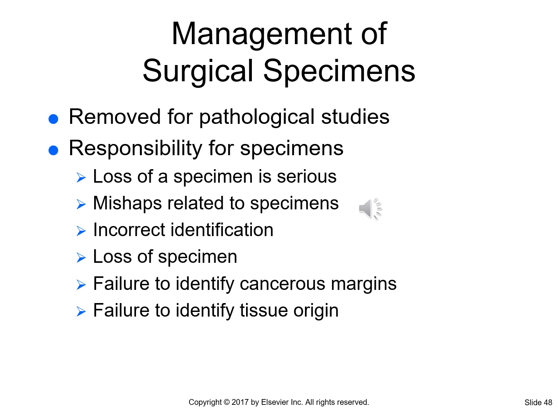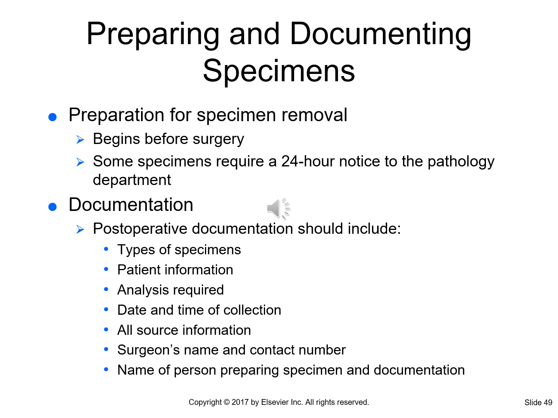If you throw a specimen in the trash, it can be a sentinel event if the trash is already taken down by the time you recognize that you threw the specimen away. If we don't identify cancerous margins properly, we may have left cancer cells in the patient, so that's not good. So again, these are all things that can go wrong. So it's the scrub and circulator and surgeon's responsibility. Specimens are part of the medical record for the patient.